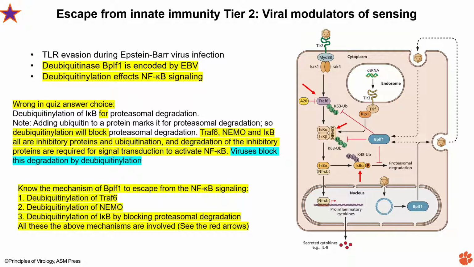Sometimes it is confusing because you're just thinking, why does the cell want to degrade NEMO? Why does the cell want to degrade TRAF6? Why does the cell need to degrade I kappa B? The reason is that they are inhibitory proteins. If they are present, the pathway is not going to operate. So that's the rationale: if the viral protein takes away the ubiquitin, the pathway will stop, basically.